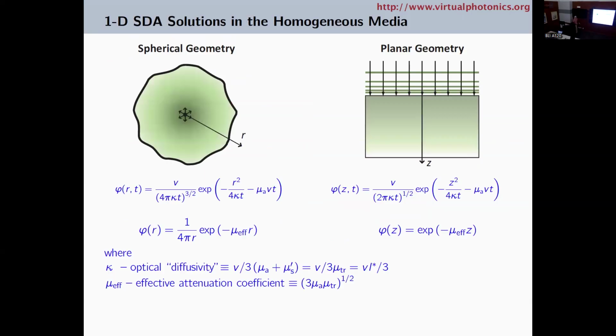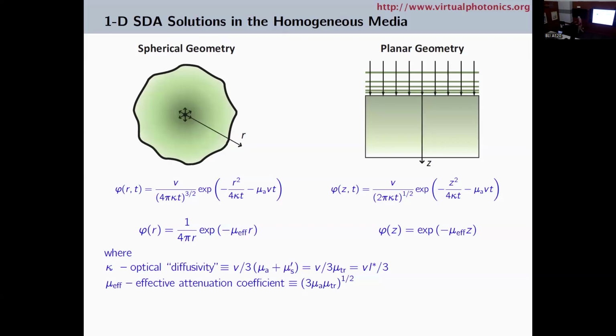So, some helpful solutions. You can solve that equation in spherical coordinates or planar coordinates. Again, I'm not showing the derivation for these, but in spherical geometry, if you just have a point source, this equation gives you both the spatial and temporal distribution of an impulse. This gives you the solution. If you integrate this over all time, you get a steady state. What's interesting about this is that this gives you the spatial attenuation coefficient.